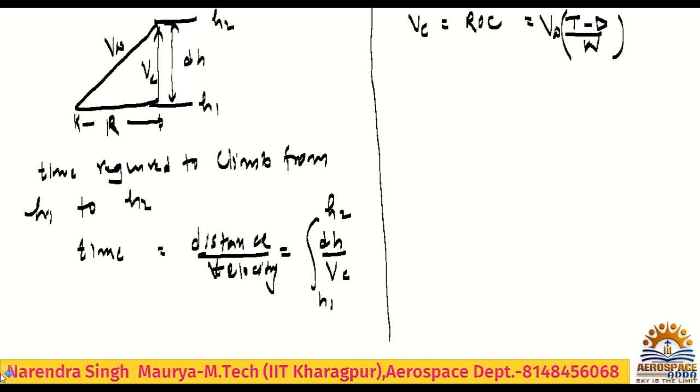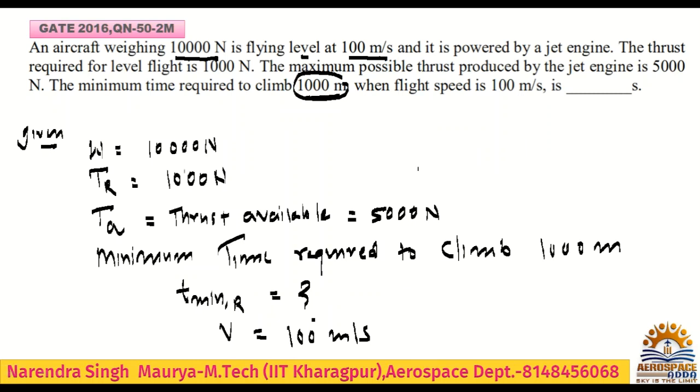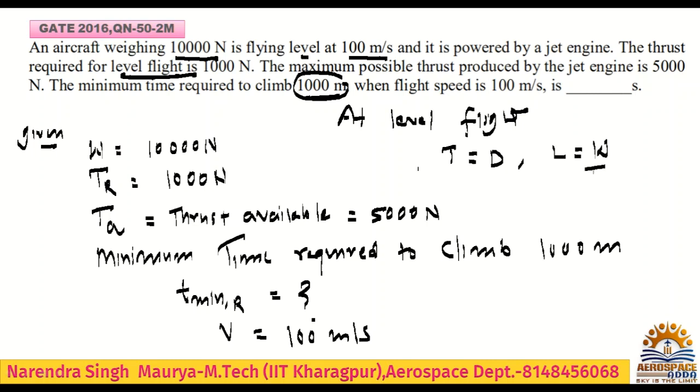Check what data they have given. Thrust required for level flight. What is the concept of level flight? Basic concept you have to use: at level flight, thrust is drag and lift is weight. So whatever thrust required is given, it is nothing but drag. Thrust available is given, weight is given. Thrust available is 5,000. Thrust required, meaning drag, is 1,000. Weight is 10,000. You keep all the values.